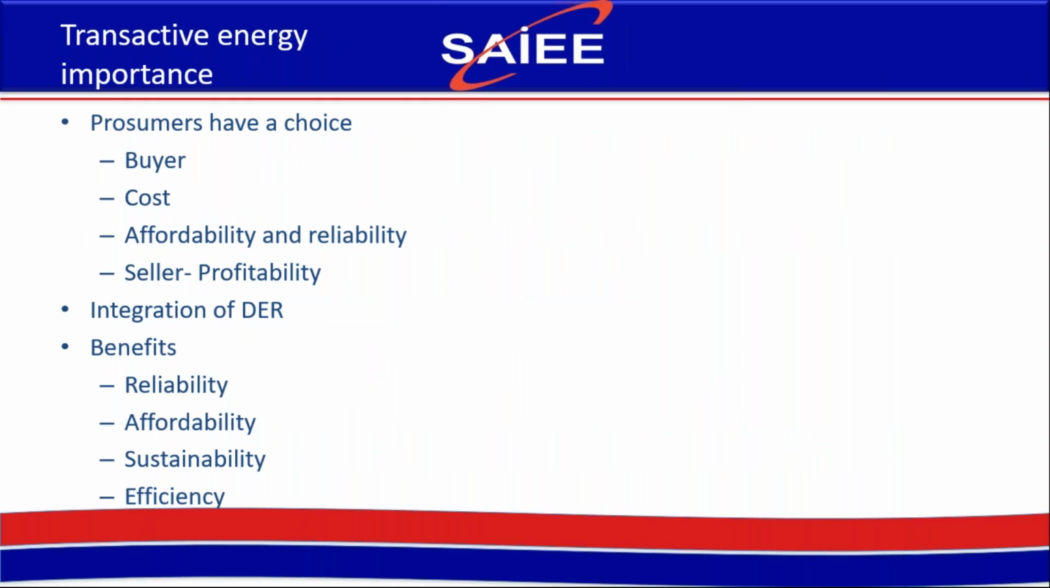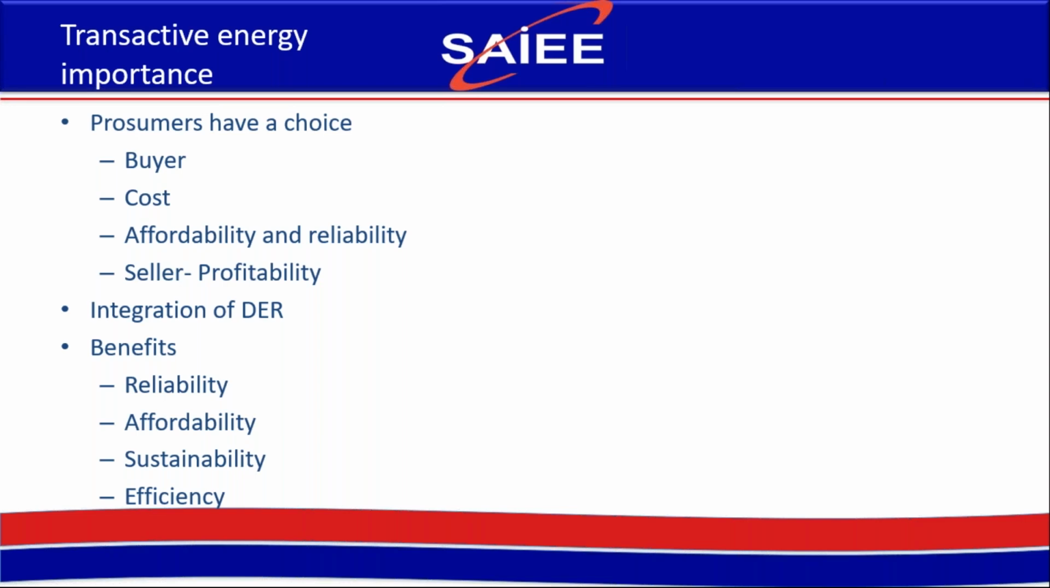So in transactive energy, one of the most important things is that the customers can actually become the producers. So they are called prosumers. So what are the characteristics of these prosumers? What they want is a choice of the buyer. Where do they want to buy the electricity? They will have a choice how much they want to pay for electricity.